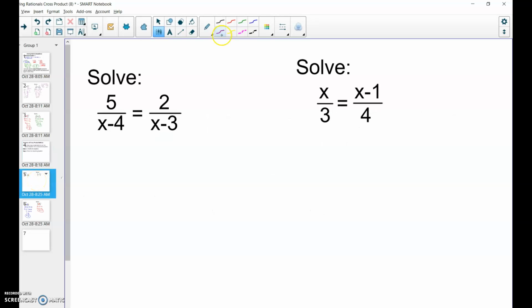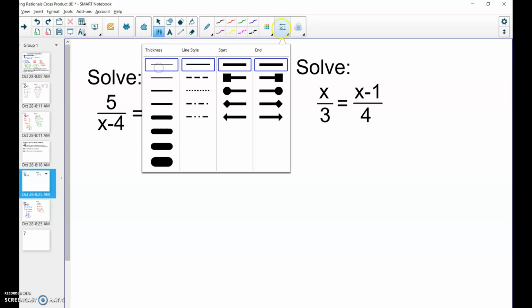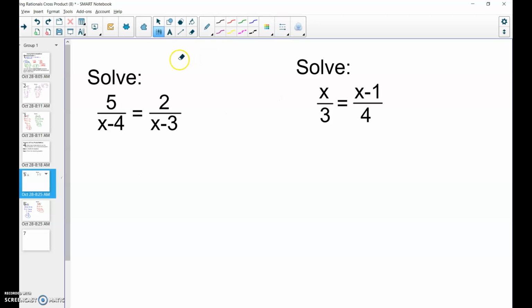All right, our next one, first thing we need to do is list excluded values. So x can't equal 4, and x can't equal positive 3. I didn't show all the work for those, but I just took the factors that were on my denominator, set them equal to 0, and then solved for x. And I got a positive 4 and a positive 3.